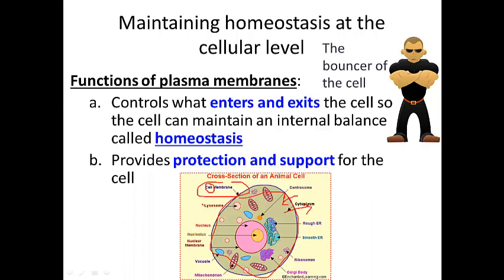It also provides protection and support for the cell. So you can think of it as the bouncer of a club for that reason too. The bouncer makes sure that no one is getting too rowdy and throws out anyone who is. The cell membrane does the same exact thing. It supports the cell.